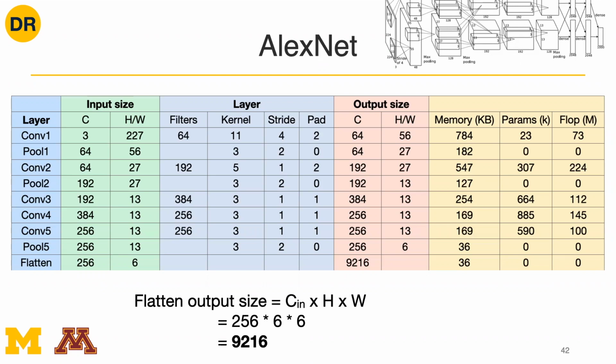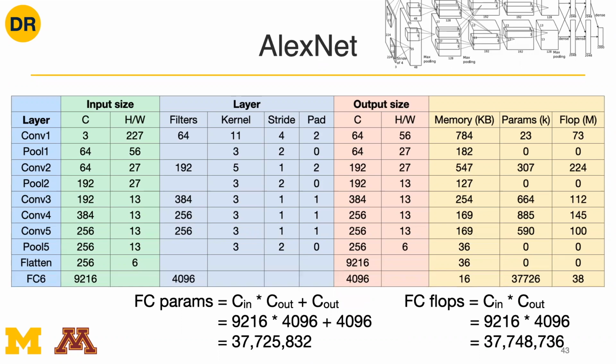So they do perform a flattening operation after pool 5. Flattening is basically taking your matrix and giving a vector. If you think about it, the memory used is as much as the output values, right? So that's why you have the same value as the previous one.